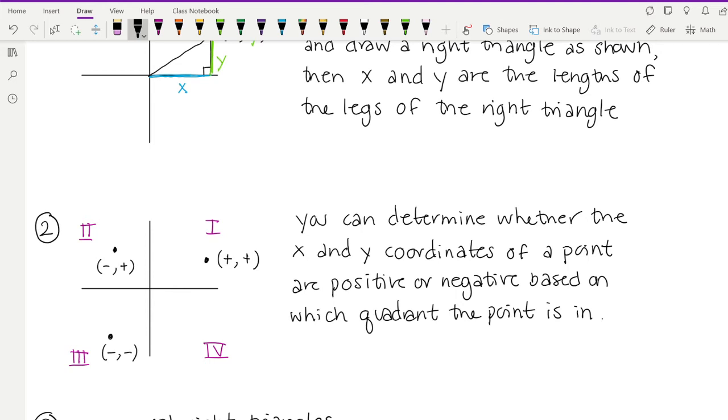And then finally, when you're in quadrant 4, in that case, the x coordinate is going to be positive and the y coordinate is negative. So that's not something you have to memorize, right? It's just something that kind of makes sense. If you just take a step back and think about where these points are located, you can tell whether their x and y coordinates are positive or negative.